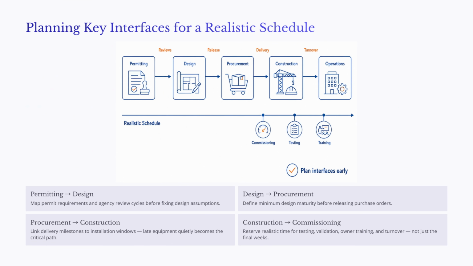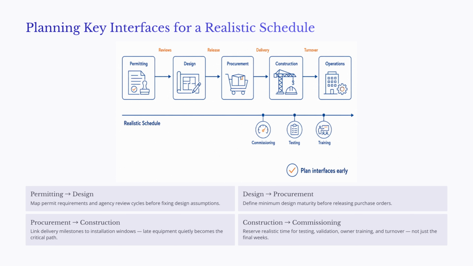A schedule can fail even when individual activity durations look reasonable. Many failures happen at interfaces, the handoff points between phases, disciplines, organizations, or external authorities. The first major interface is permitting to design. The team must understand permit requirements and agency review cycles before design assumptions are fixed. Permits should not be treated as simple paperwork. They can be schedule-critical activities.